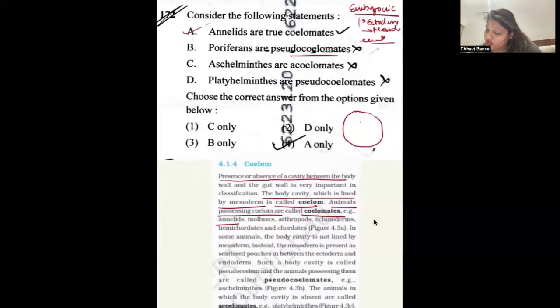This is true. Mollusks, not given. Arthropods, echinoderms, hemichordates, and chordates, no option given. Then in some animals, the body cavity is not lined by the mesoderm. Instead, the mesoderm is present as scattered pouches, which are called pseudocoelomates, right? Example is aschelminths. Aschelminths, acoelomates, no. The animals in which the body cavity is absent, example, platyhelminths. So platyhelminths are also not pseudocoelomates. And poriferans do not have the level of tissue organization. They have cell level of organization. Therefore, they are acoelomates, right? So only option A is correct. It means our option 4 is correct.